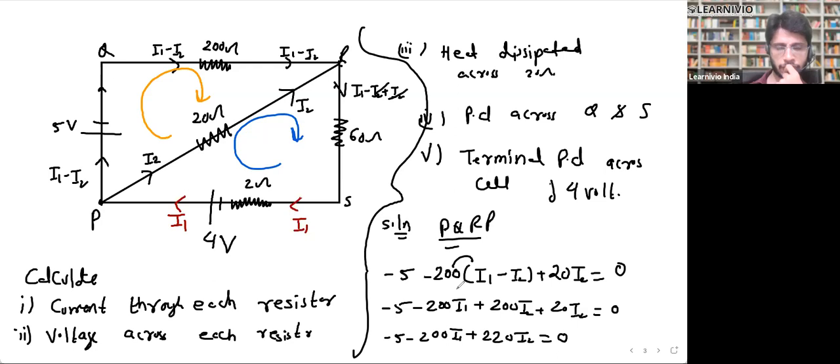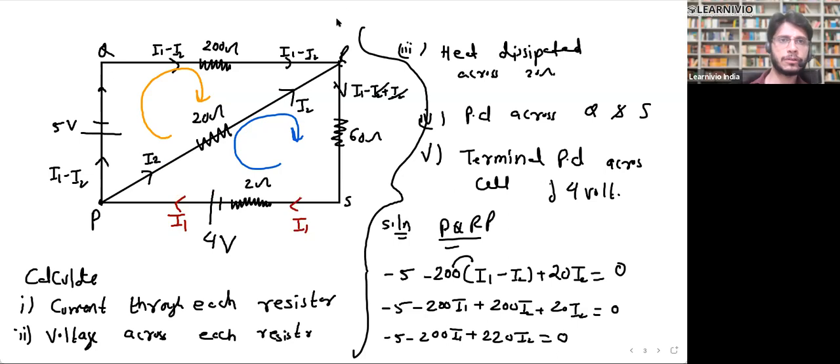I took this one as I1, this one as I1, this one as I2, and this one I1 plus I2. No, it won't be I1 plus I2. It will be I1 minus I2, because I1 is coming from here and I2 is going here, so you are left with I1 minus I2. This is positive charge, right? So it will not take current. It will just give, like this.